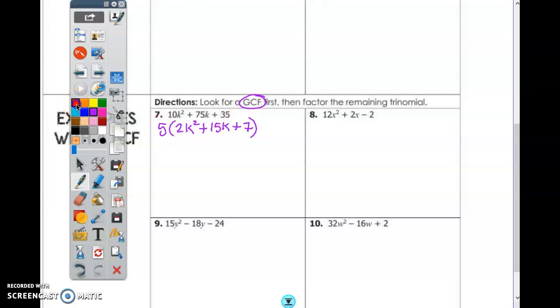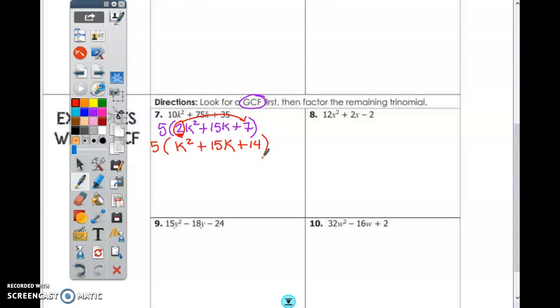Well, that didn't help me because I still have a number in the front. So I still have to do the same thing we just finished doing, which means I'm going to multiply the 2 times the 7. Okay, that gives me 14. So bring the 5 down. I still have k squared plus 15k. When I multiply these two, that gives me 14.